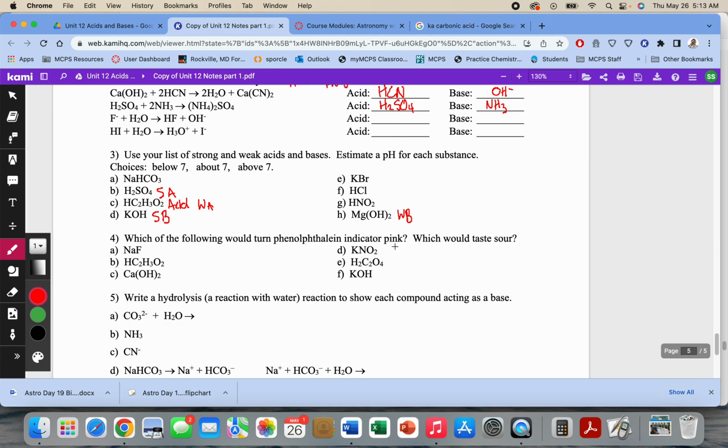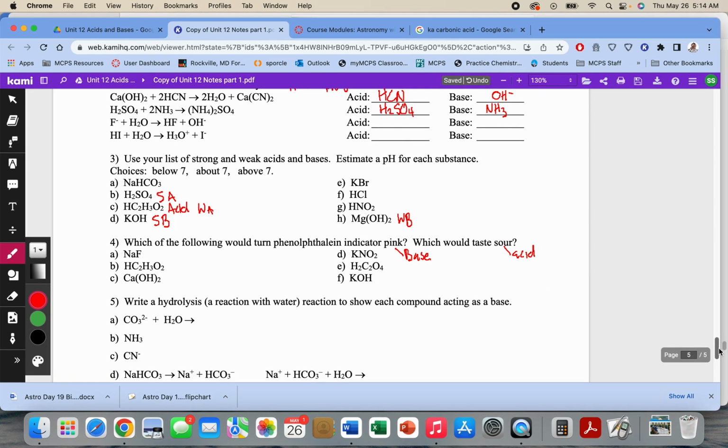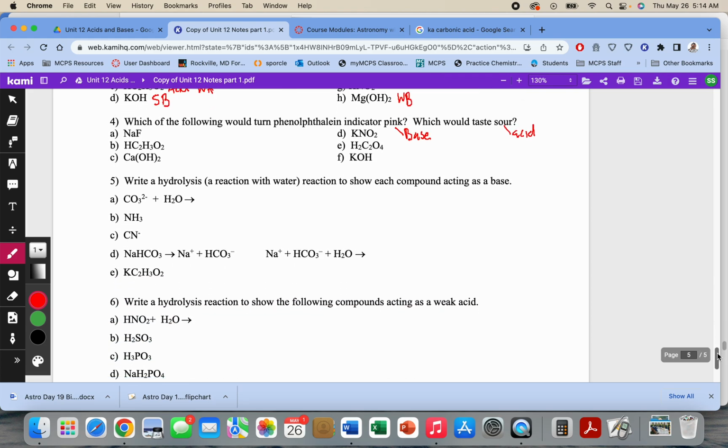Turn phenolphthalein indicator pink. Hey, that would be a base, right? Taste sour. That sounds like an acid. And so all this is another way of asking the same question over again, right? But it's taking you back to that chart and trying to get you to remember some of those properties.